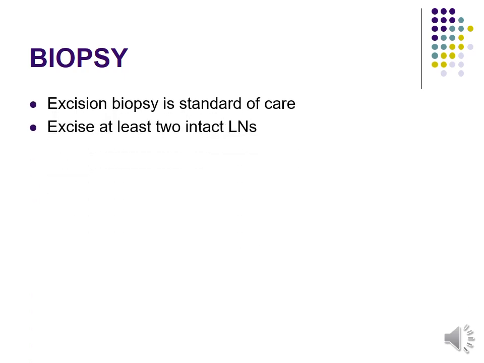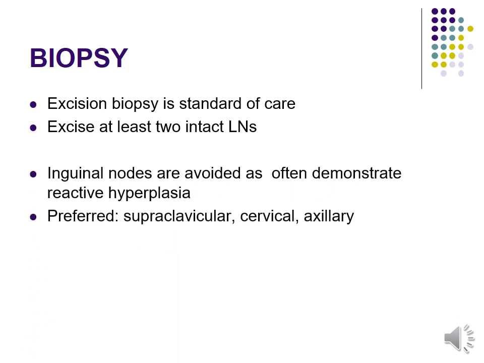Biopsies. If we have a lymph node and we want to know exactly what the pathology is, we have to take a histopathological biopsy. The standard of care is excision biopsy. Excise at least 2 intact lymph nodes without crushing injury or damage to the capsule. Inguinal nodes are avoided as they often demonstrate active hyperplasia. The preferred site for a lymph node biopsy is the supraclavicular lymph node, followed by cervical and axillary.